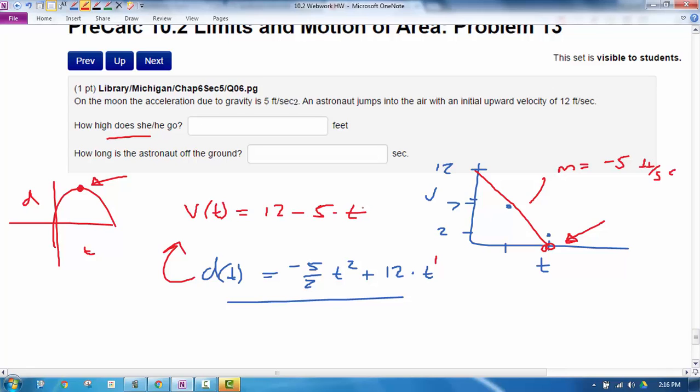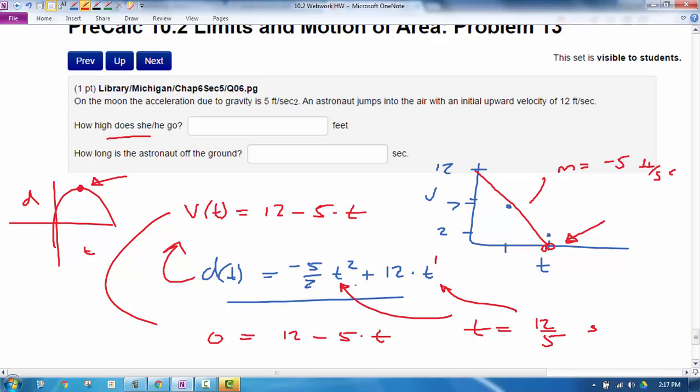Well, let's first find out the time at which we reach our maximum height, by solving this equation, setting it equal to 0, so it'd be 12 minus 5t. So that gives us at 12/5 of a second we reach our maximum height. Now we can plug that in for this t here to find out how high that is at that time.